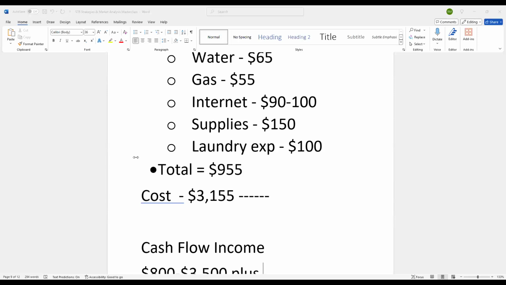Okay, so we have another question. Do you need an additional insurance policy if a guest damages property? That's a great question.